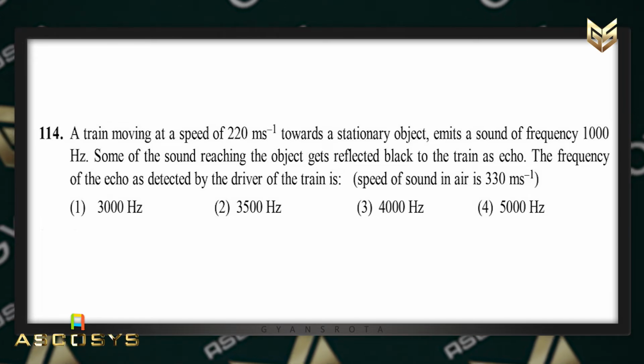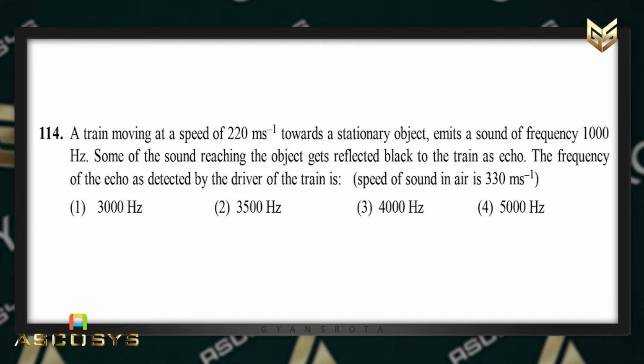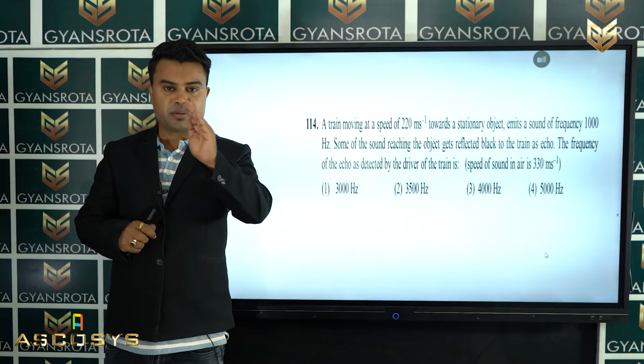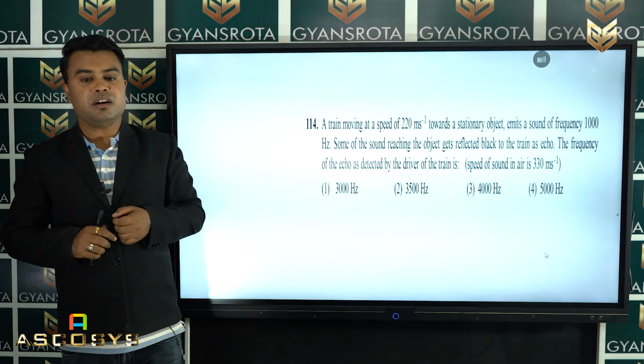Some of the sound reaching the object gets reflected back to the train as echo. The frequency of the echo as detected by the driver of the train will be how much? That some of the sound is reflecting back as an echo. Now you need to calculate the what?